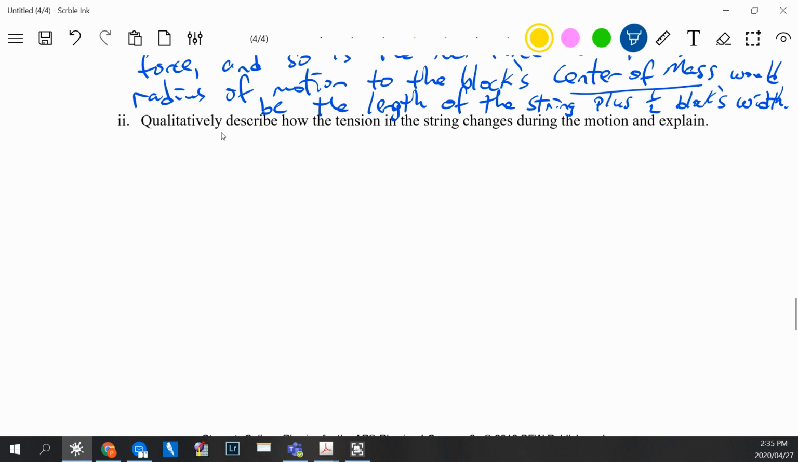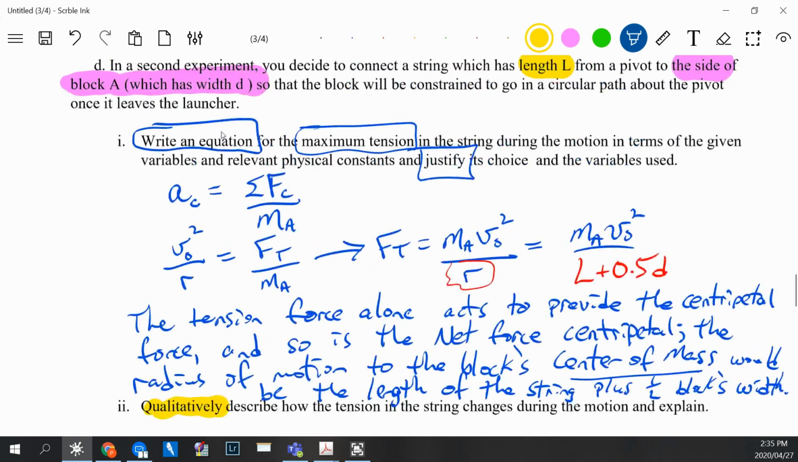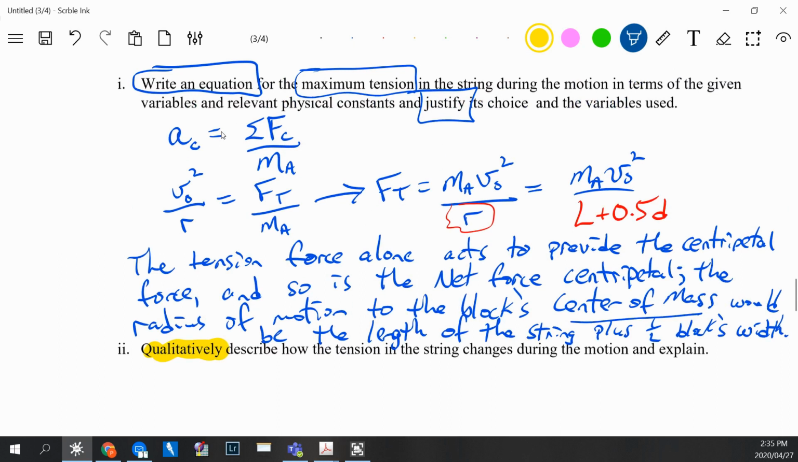So the word qualitatively means just descriptively. You don't have to use any numbers. You don't have to use any math. Just describe in words is what qualitative means. Qualitatively describe how the tension in the string changes during the motion and explain why it's changing that way. You can see from my equation here even that the tension can be calculated in part based on the speed of motion, right? How fast it's going. Now, none of the other variables are changing. The mass of A is fixed. It's the block's mass. The string is constant in length, the block is constant in width, but because there is friction acting to slow it down, the reduced speed will result in a reduced tension force.